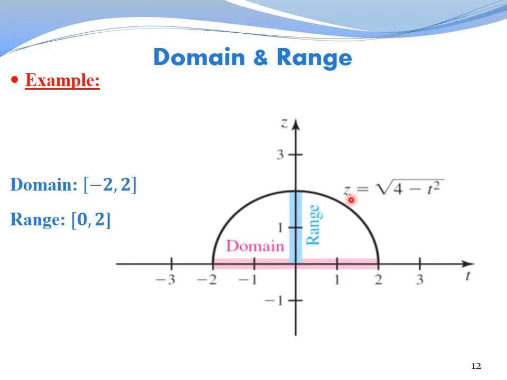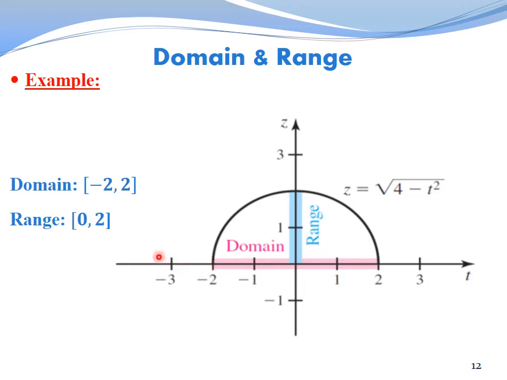So the function is z equals the square root of 4 minus t squared, which is exactly the same as saying y equals the square root of 4 minus x squared. Okay, so to find the domain, we go to the horizontal axis here and check whether all the values are included in the domain or not.